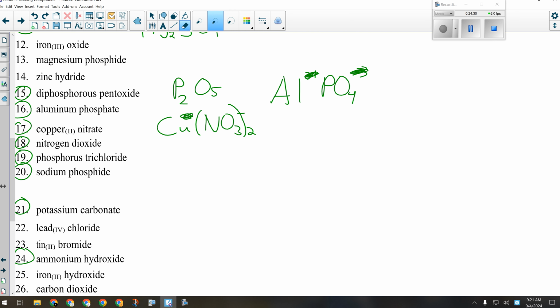All right, nitrogen dioxide, ionic or molecular? Molecular, both non-metals, and there's a prefix in there, always a giveaway. Nitrogen, and how many nitrogens are there? Just 1, there's no prefix on it. And how many oxygens? 2. Okay, we're good. NO2.